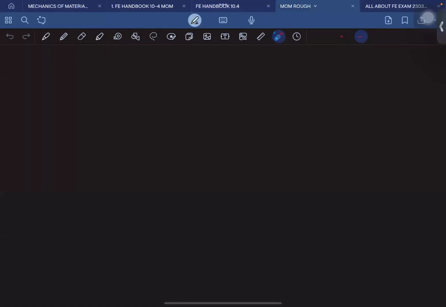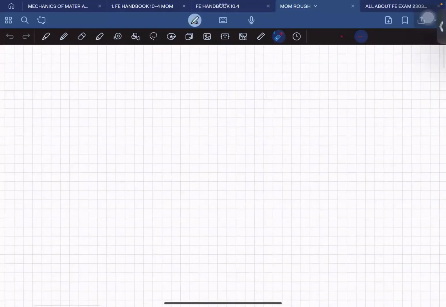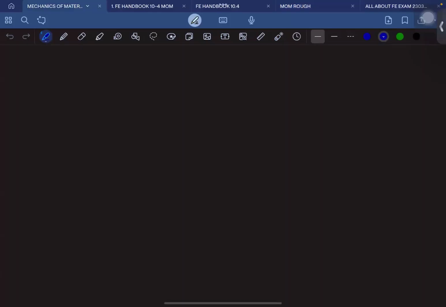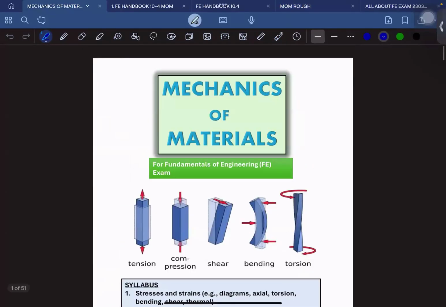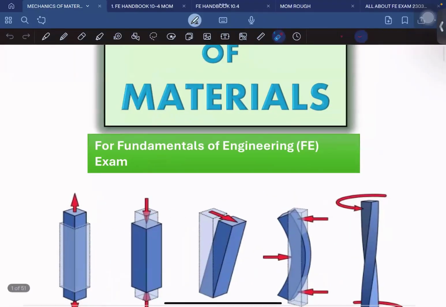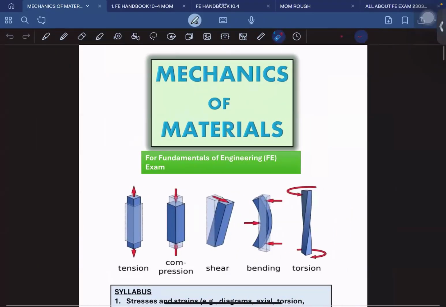This is my notes on mechanics of materials. The notes are well framed with plenty of examples, and these notes will be shared today, and the entire PDF will be visible throughout the session.